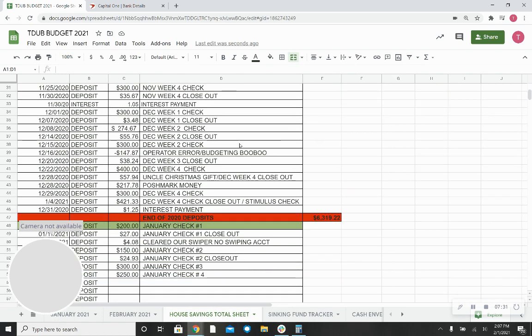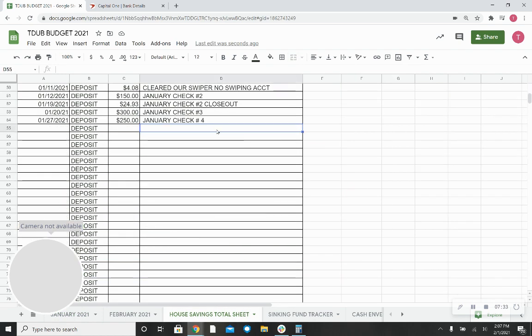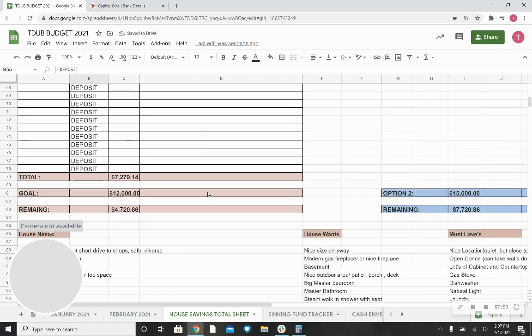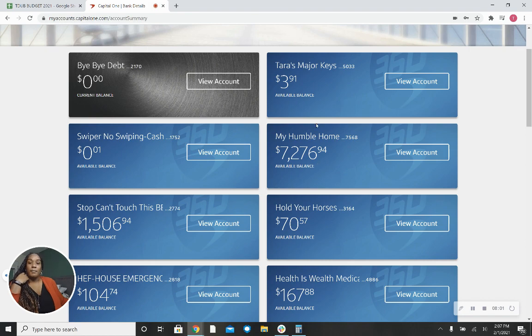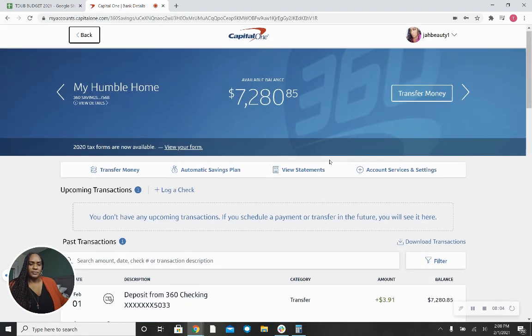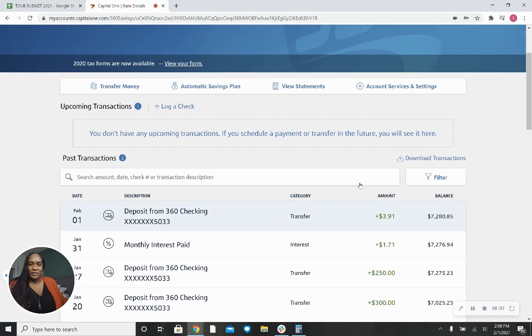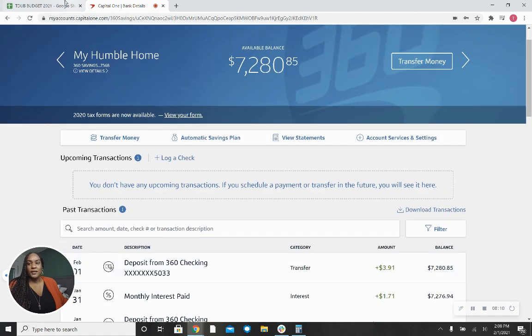But let's go ahead and update my house savings sheet for January. Check number 4, close out. And that was $3.91. And that was 02/01/2021. And that means we should have $7,279.14 in that account. $7,279. Oh, wait a minute. We got more money. No, we got less money. What? Why? Wait, do we have more or less? We have $7,280.85. We have more money.